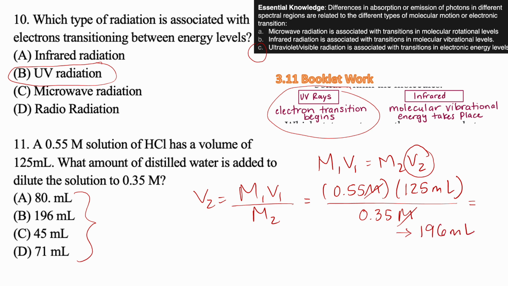Remember, this is the total volume for that diluted solution. Oof, I spelled volume wrong. So if that's a total volume, we need to figure out how much was added. So we take the original and subtract it from our 196, and that's going to give us 71 milliliters.